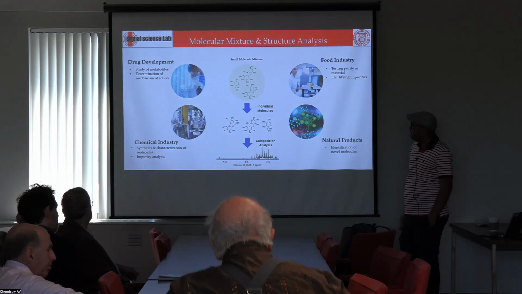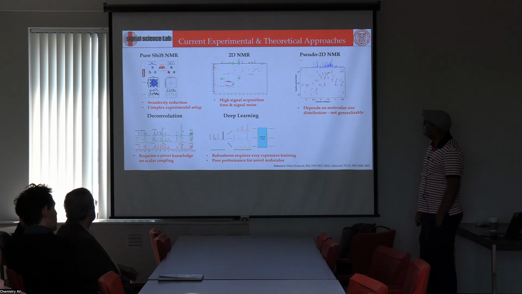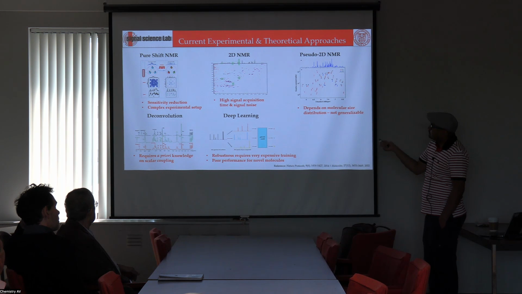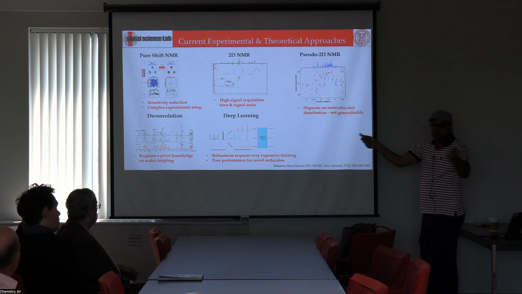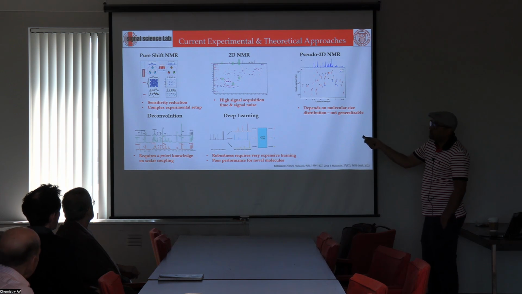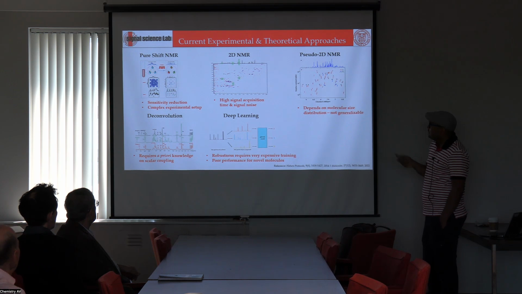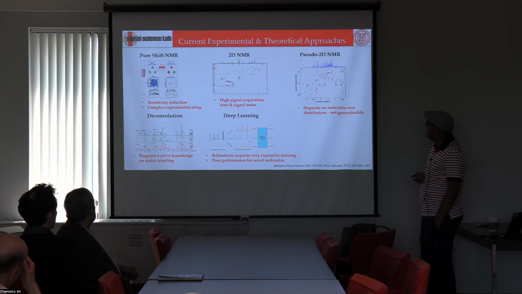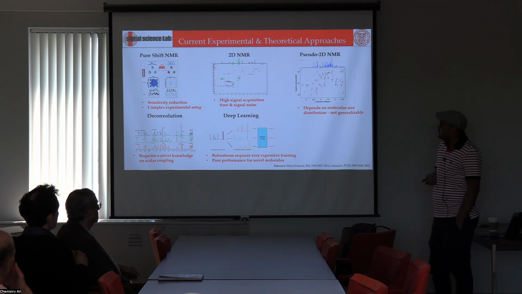This is an NMR spectrum of an overlapped spectrum. So how do we analyze molecular mixtures? We actually use NMR-based methods: 2D NMR, pure shift NMR, pseudo 2D NMR, to see if we can separate individual molecules in molecular mixtures. Each of them has one problem. Pure shift can do a really good job, but it has a sensitivity problem. 2D NMR has high acquisition time. If you want to do high throughput analysis, you cannot do it with 2D NMR. And pseudo 2D NMR depends on your molecular size, so it's not generalizable.